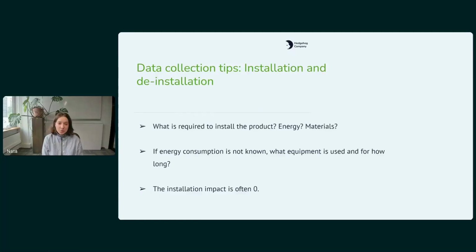Sometimes the product that you produce will need to be installed or deinstalled at the end of its lifetime. To calculate the impact of this stage of the life cycle, we require you to provide us data on the energy and material inputs that are required to install or deinstall the product. And if the specific energy consumption, for example, is not known, then we want to understand what equipment is used and for how long. So for example, a specific type of drill to screw in a product, and then we can calculate the energy consumption of the drill per the amount of time that it's used for.